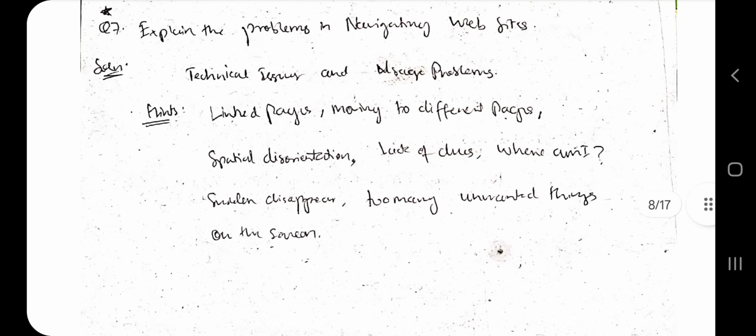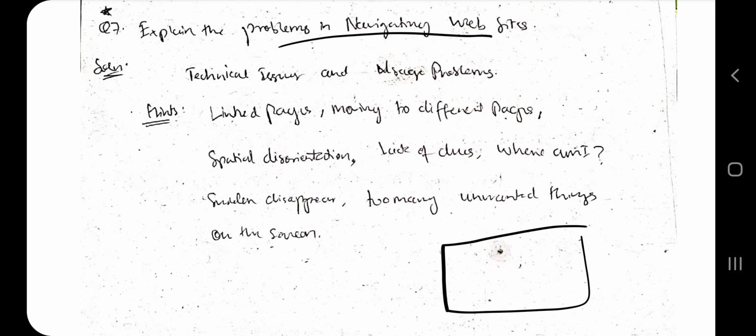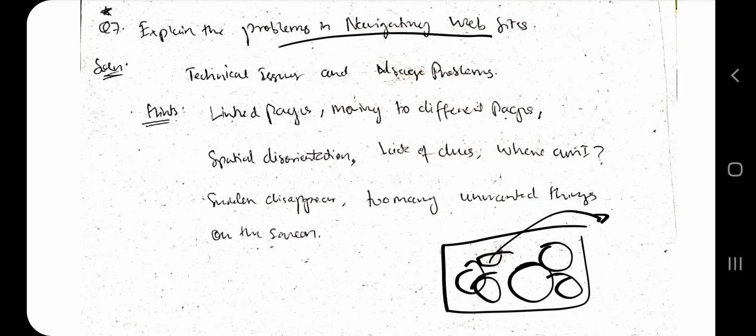Next, we have explain the problems in navigating websites. If you come across a poorly designed website, in that two things you'll see. If you click a link, it will take you somewhere else which is not an existing website, or some unwanted things will be there, right? That is all.